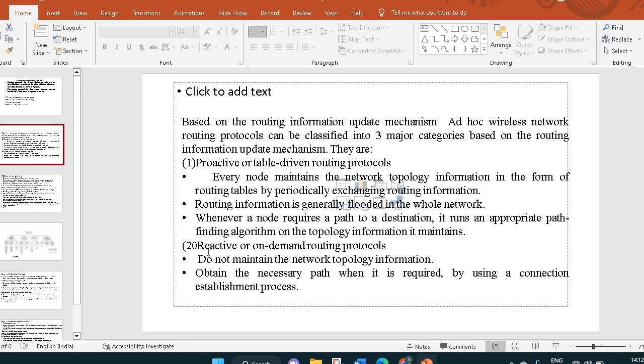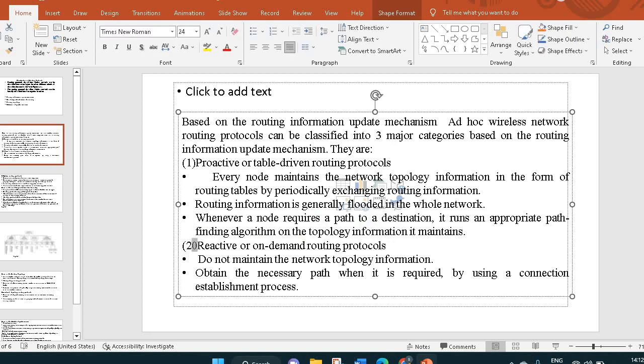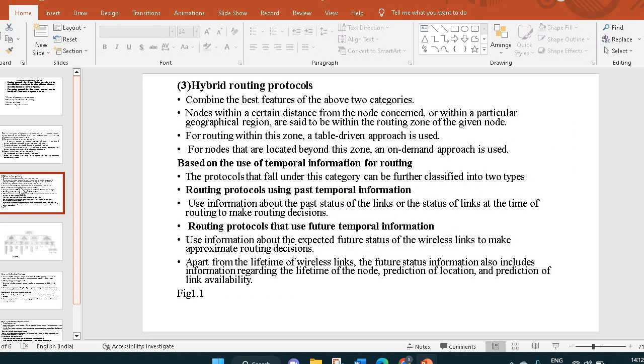Second one is reactive or on-demand routing protocols. They do not maintain the network topology information. They obtain the necessary path when it is required by using a connection establishment process. Third one is hybrid routing protocols, which combine the best features of the above two categories.